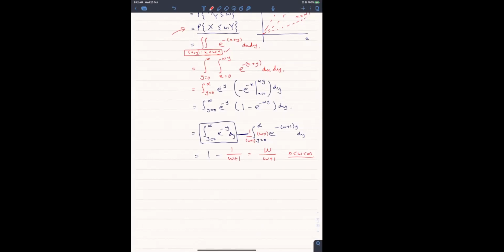अच्छा, ये तो CDF आया है. This is F_W of small w. The PDF is going to be just the derivative of this guy. And the derivative of this guy will be 1 over (W plus 1) whole square. Once again, 0 less than W.